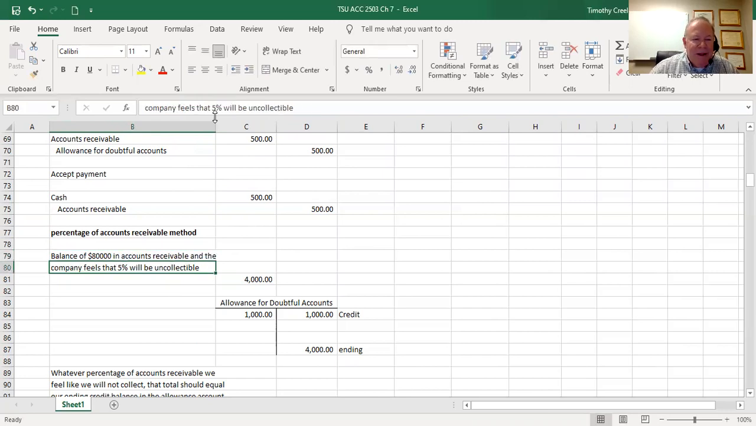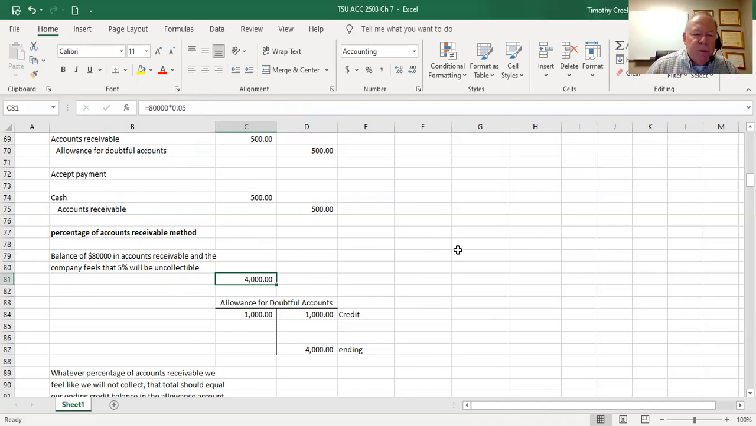Let's say there's 80,000 in accounts receivable. The company feels like 5% will be uncollectible. So we would just take the 80,000 that's in our accounts receivable times the 5% that we feel is uncollectible, and that would give us $4,000.